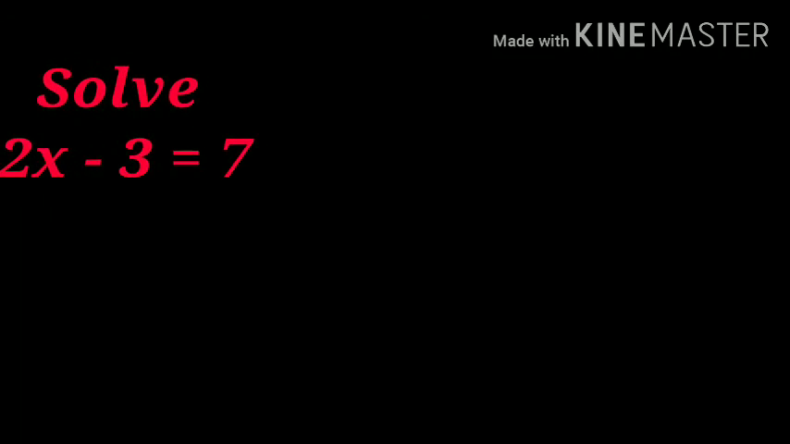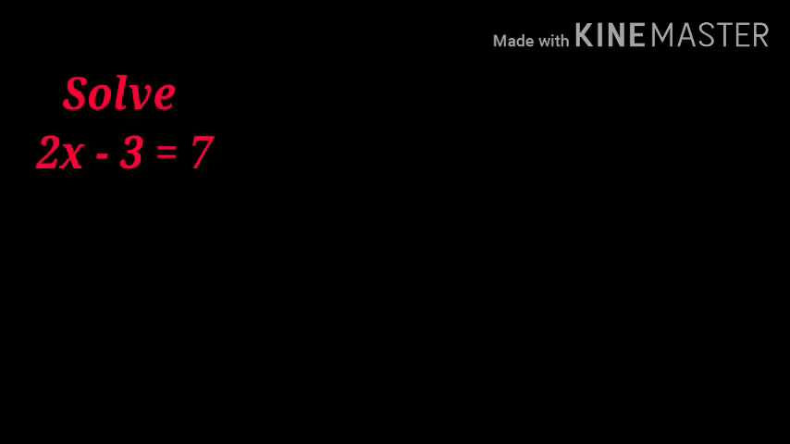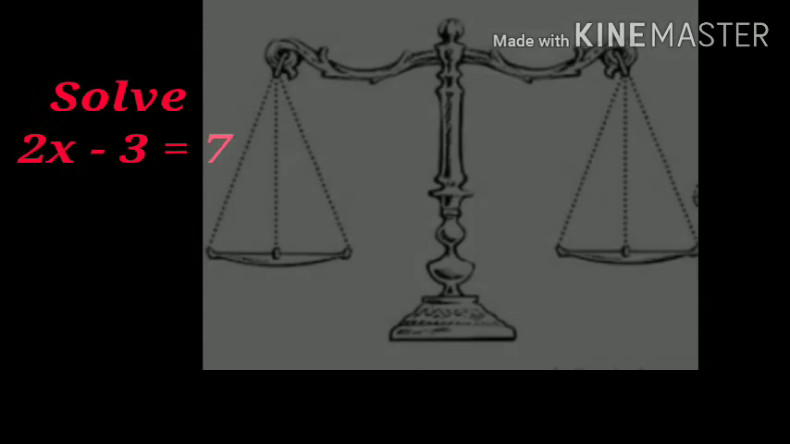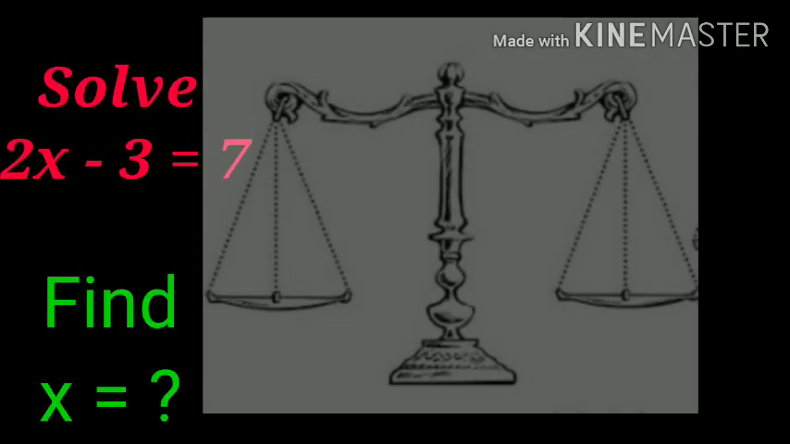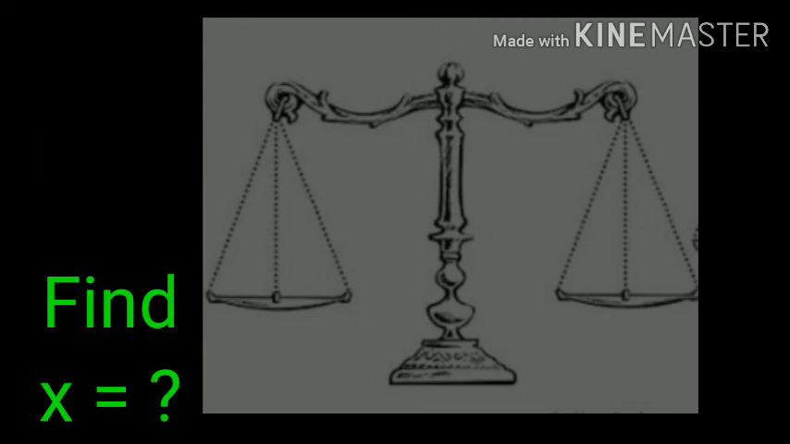2x minus 3 is equal to 7, and let's try to solve it. Visualize this equation, 2x minus 3 is equal to 7. I need to find the value of x here. So what I'm going to do is put this 2x minus 3 on the left panel and 7 on the right panel. I need to find the value of x.